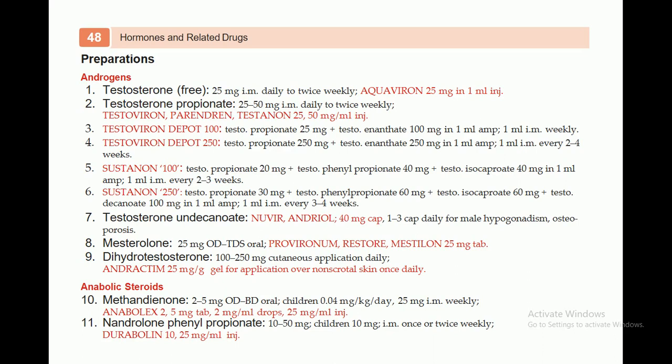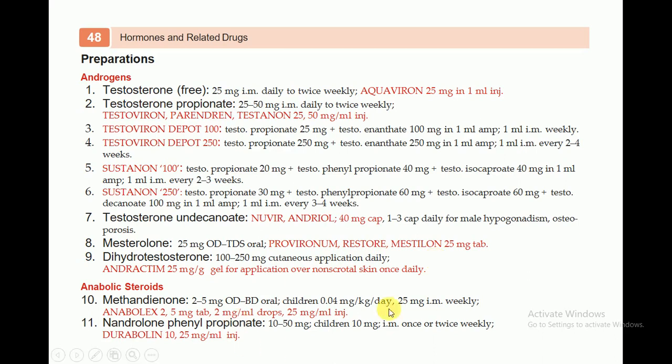while testosterone undecanoate is also available at a dose of Androxon 40 milligram capsule, 1 to 3 capsules daily for male hypogonadism and especially osteoporosis. While the next one is mesterolone, available at a dose of 25 milligrams. So you can see here that it is very good, once a day or 3 times a day orally. These are the brands available, that is Restore or Proviron, and mesterolone 25 milligram tablet.